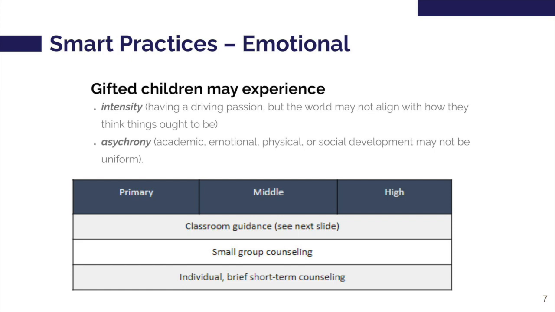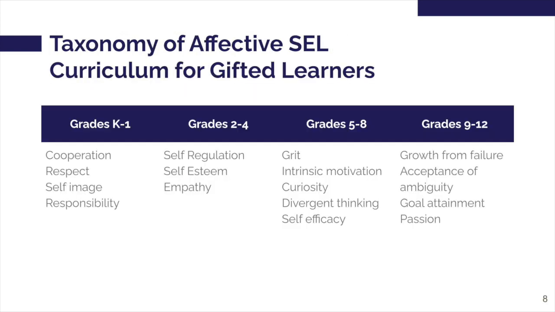When we looked at our best practices, and we'll explain more on the next slide, the tiered approach was really most effective. So tier 1 interventions for anything social emotional with classroom guidance for tier 1, small group counseling for tier 2, and individual brief short-term counseling for tier 3. During our research, we found specific areas to target for specific grade levels.